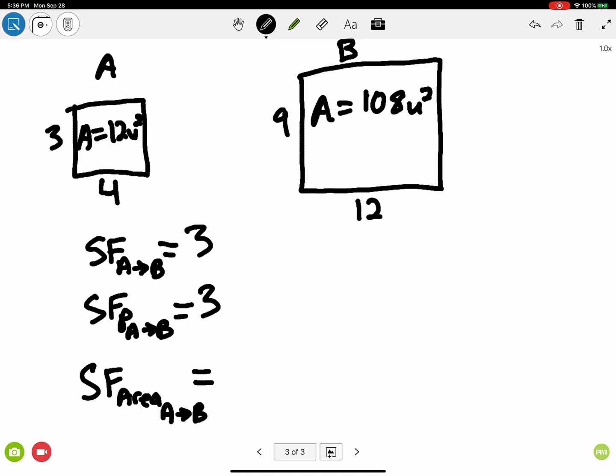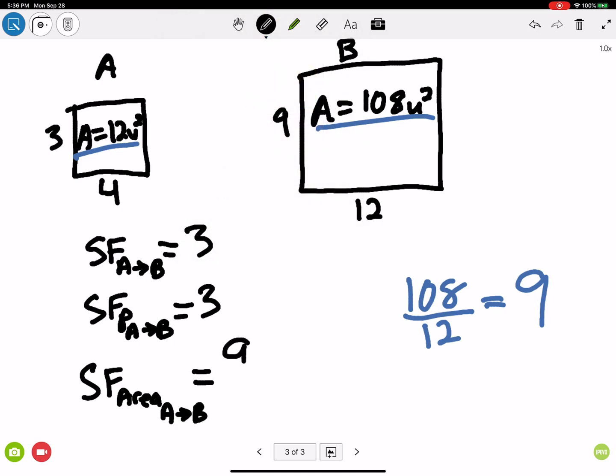So if I want to figure out the scale factor, my area from A to B, that means I have to take my areas. A to B is an enlargement, so the bigger number has to be on top, over 12. So 108 over 12, that was B. This is A. 108 divided by 12 is 9. So the scale factor, my area from A to B, is 9. How did we get there?